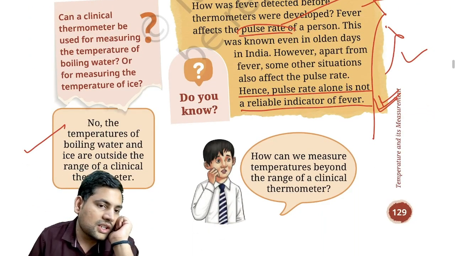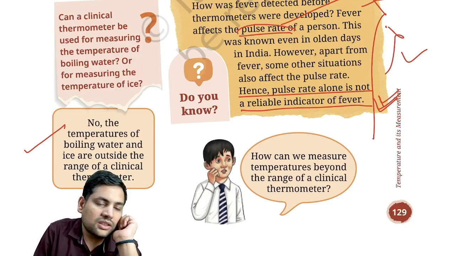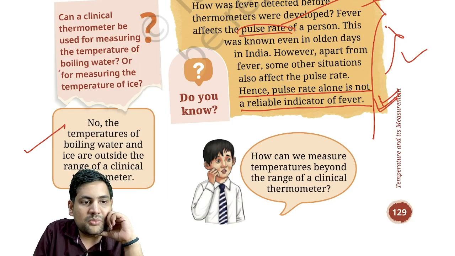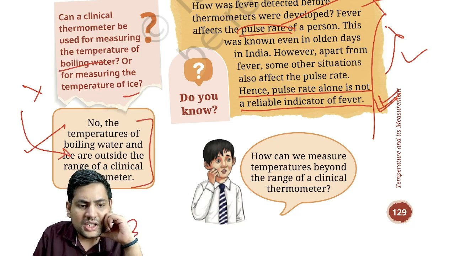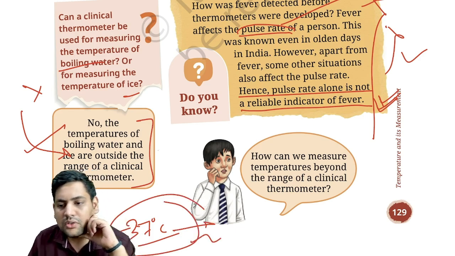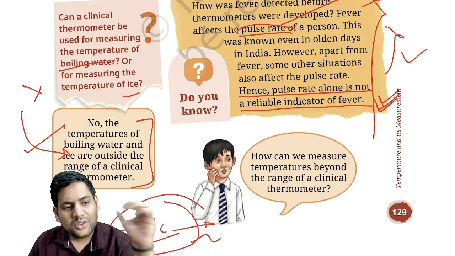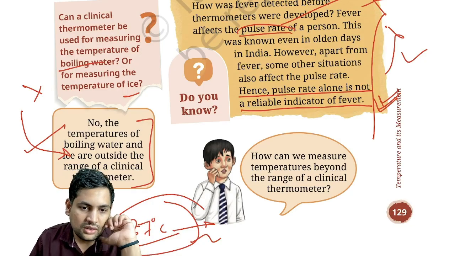Now, it is asking you, can clinical thermometers measure the temperature of boiling water or ice? So the answer is no. Why no? Because their range is very limited. See, human beings have to be at 37 degrees Celsius. Now they can be 3-4 degrees Celsius above, 3-4 degrees Celsius below. Beyond that, our body will not survive. Correct? So they have a very limited range.